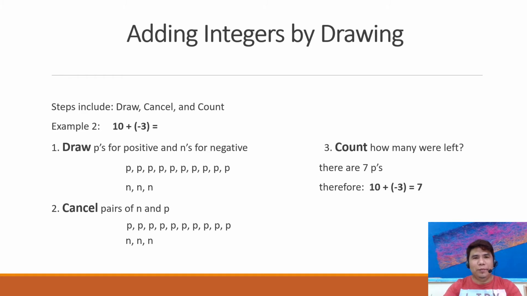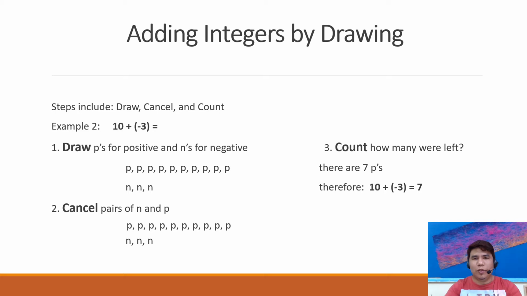Another example, 10 plus negative 3. Alright, we are to add 10 plus negative 3. So positive plus a negative. We will apply the words draw, cancel, and count. Let's have first number 1, draw. Draw the positives or negatives. Alright, since the given is positive yung first, so we'll be writing 10 positives or 10 P's.